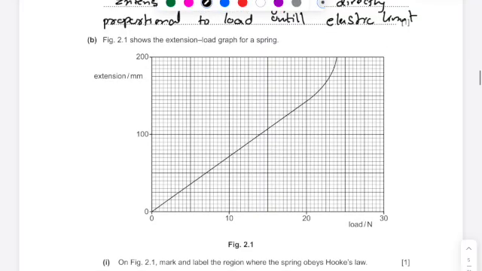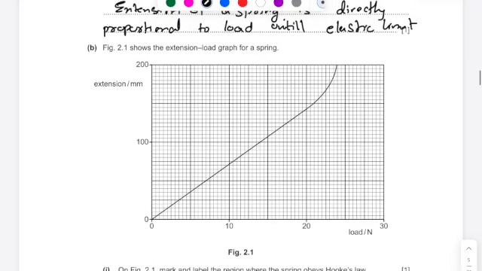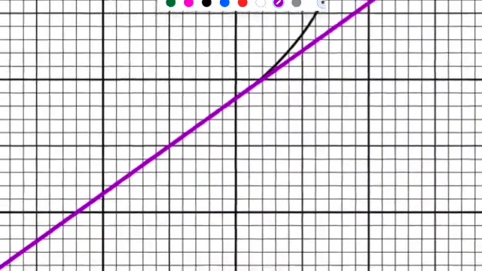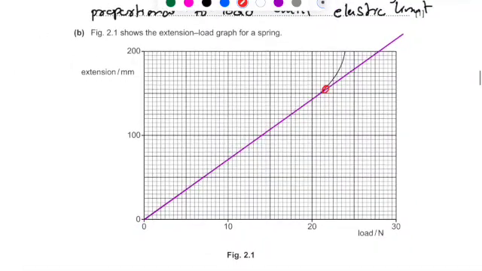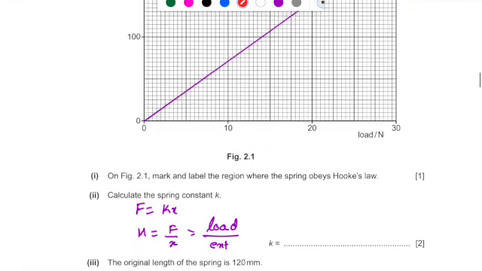Now on 2.1, mark the label of the region where it obeys Hooke's law. For that, I'm going to draw a straight line. Once I draw a straight line, see till where it is straight. It is straight till this point and it starts turning over there. So that's going to be the turning point.